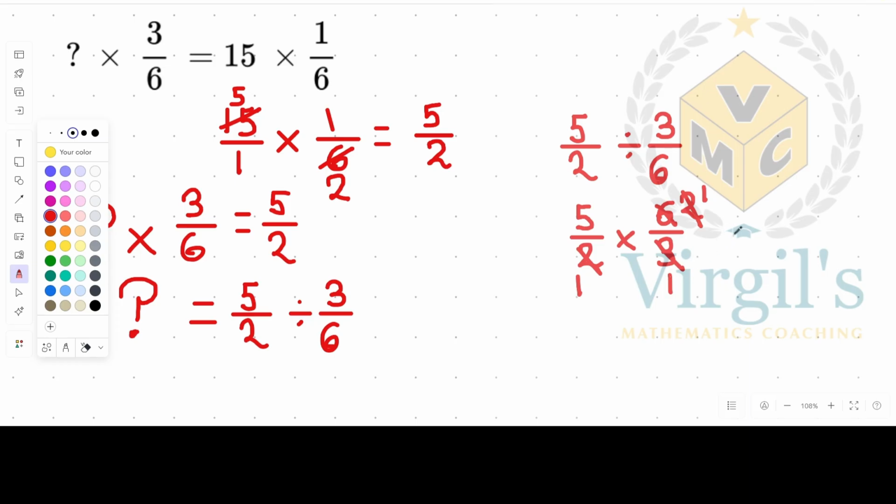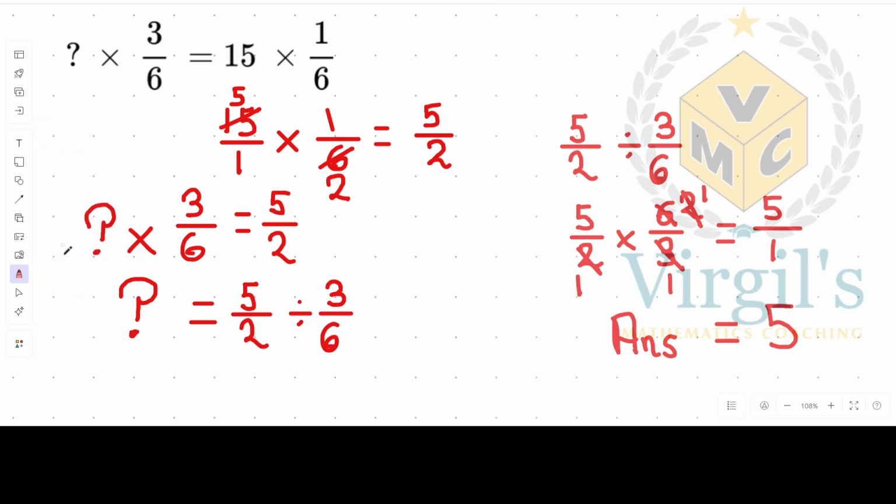So the answer will be 5 over 1, which is the same as 5. So the answer is 5. So therefore, 5 multiplied by 3/6 is equal to 15 multiplied by 1/6. Until next time. Ciao.